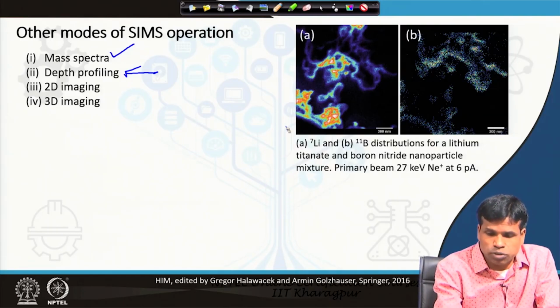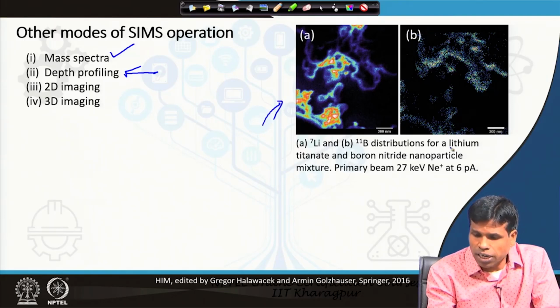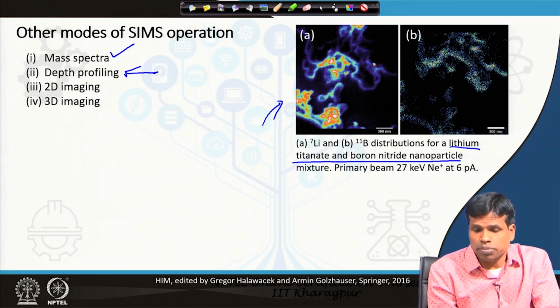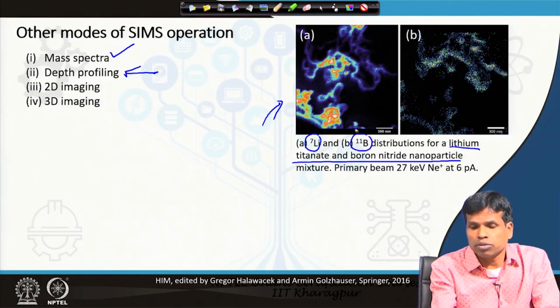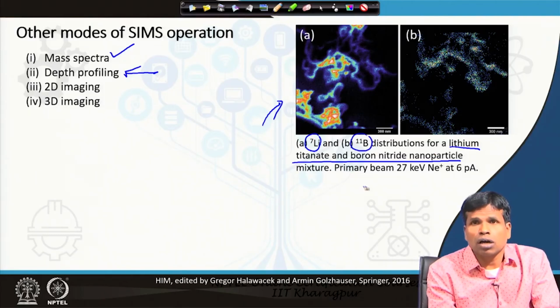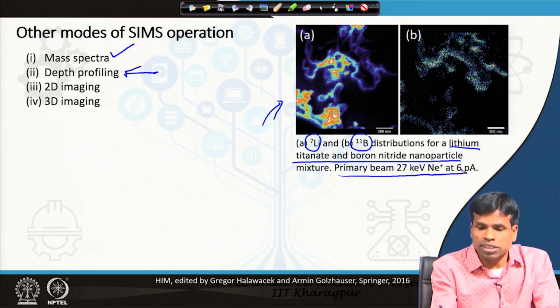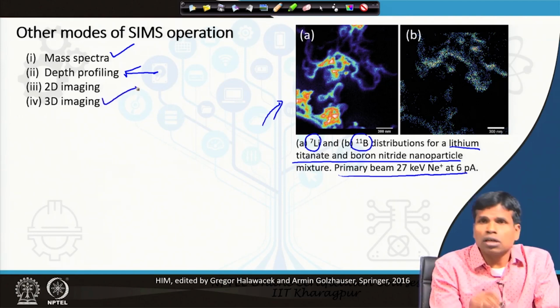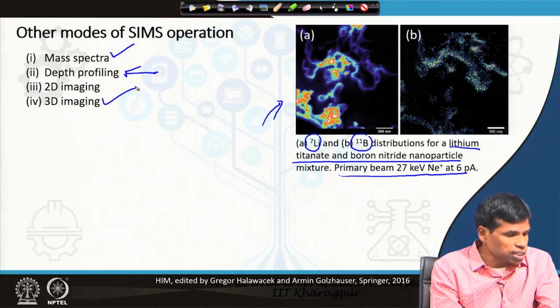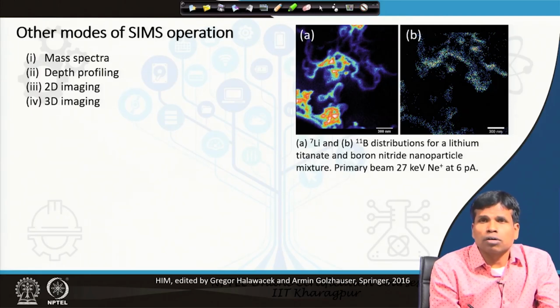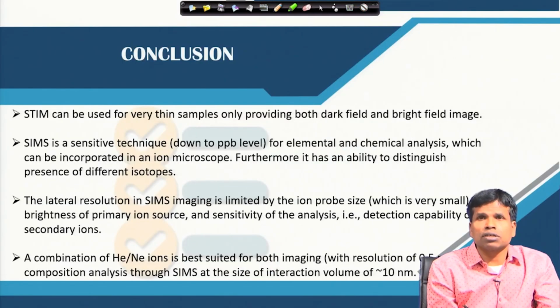As you see here, this is a 2D image of a lithium titanate boron nitride nanoparticle sample. The distribution of the lithium-7 isotope and boron-11 isotope, how they are distributed in this sample, is measured using SIMS with a primary beam of 27 keV neon with 6 picoampere current. So, this is 2D imaging. We can do 3D imaging, 3D mapping of this specimen by using the SIMS technique. These all can be done using SIMS, secondary ion mass spectroscopy.